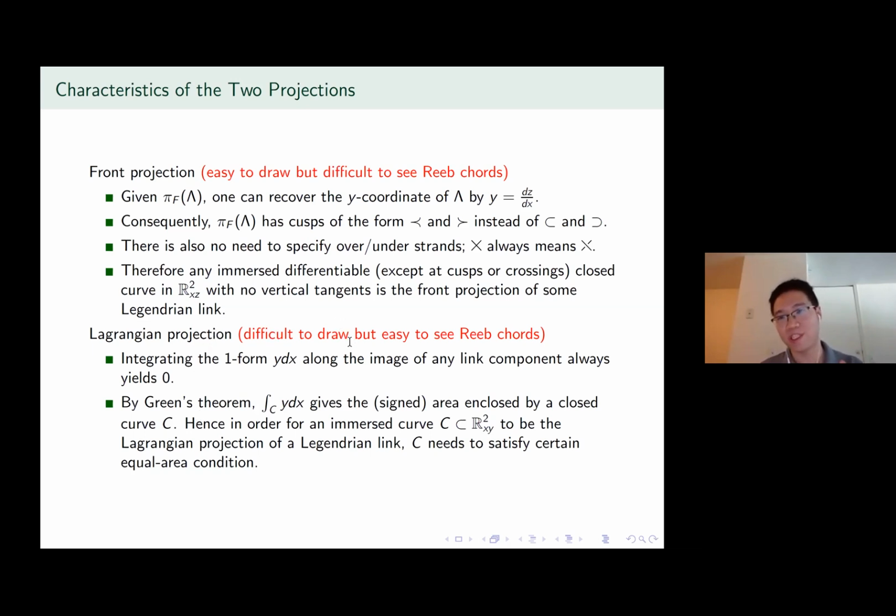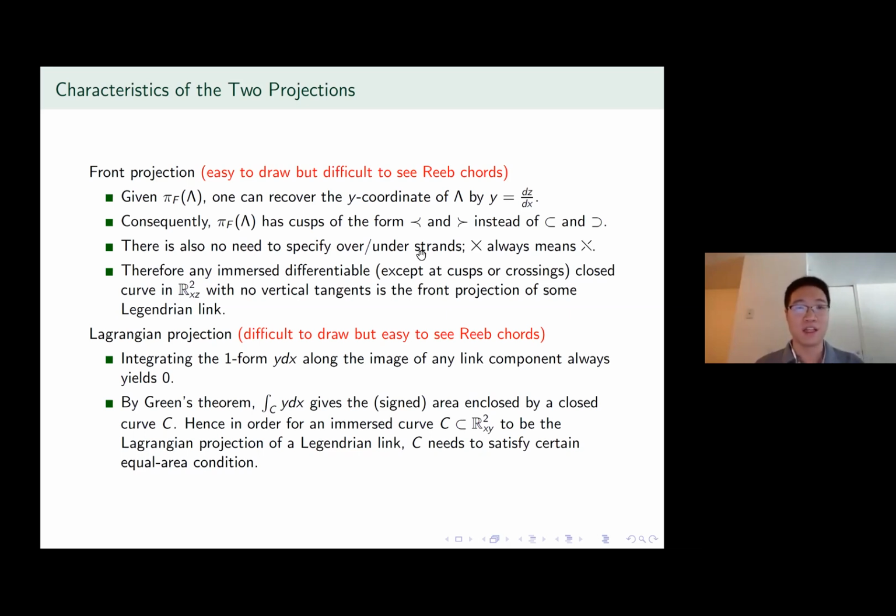However, if you want to see Reeb chords, it's easier to see Reeb chords in the Lagrangian projection, harder to see in the front projection, because in the front projection, you have to actually find the same x with parallel tangents. And depending on your drawing skill, it sometimes could be difficult.